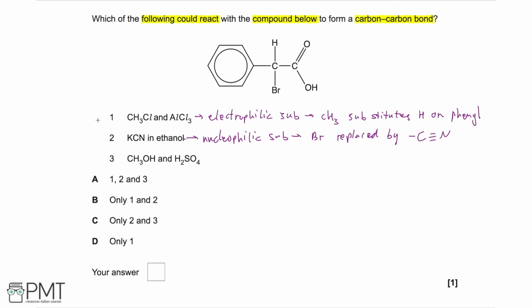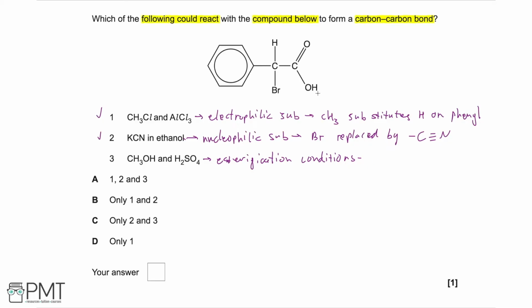So 1 and 2 so far are both forming carbon-carbon bonds. Number 3, though, we've got methanol and sulfuric acid. These are esterification conditions. So this one isn't going to form a carbon-carbon bond.